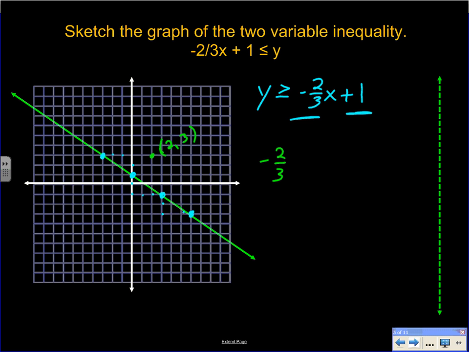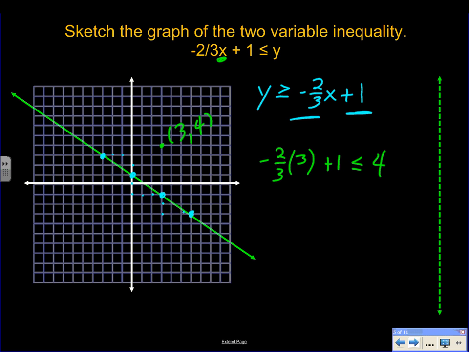There's a long pause there because I don't want to use 2, 3 as our test point. Because I have a fraction of 2/3, I want to pick a number that's going to help get rid of that fraction. So I'm going to pick the denominator to be the x. So let's pick 3, 4. Now, if x is 3, y is 4.